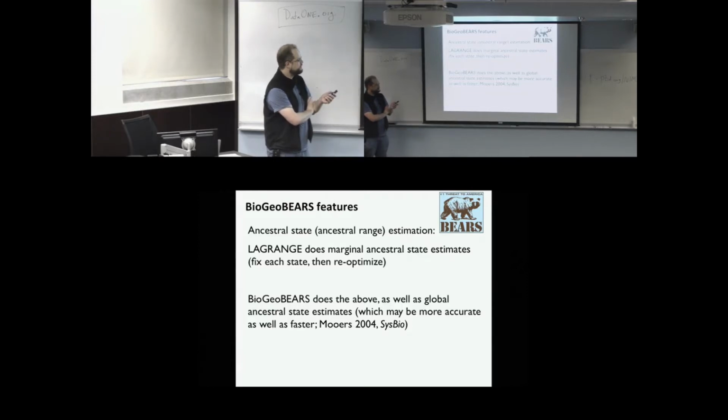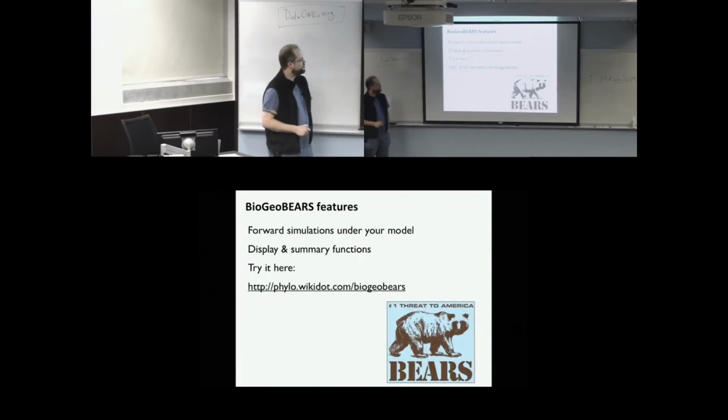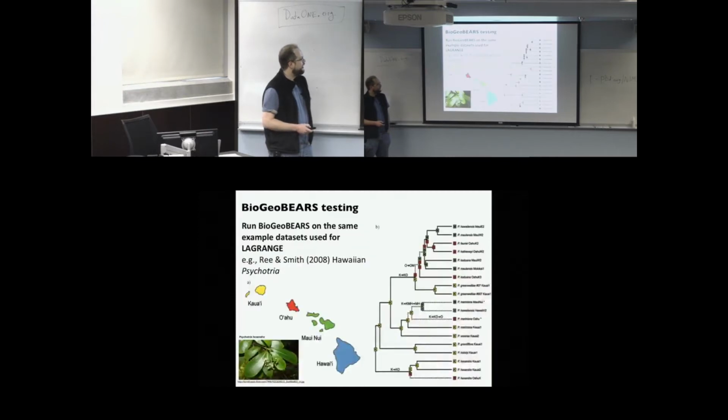Basically what I was comparing was my program to Lagrange, which is the previous program that's widely used, with hundreds and hundreds of citations. And if you want to try this out, you can go to this website. I've got example code that you should just be able to paste into your R window and run an analysis after you install BioGeoBEARS.